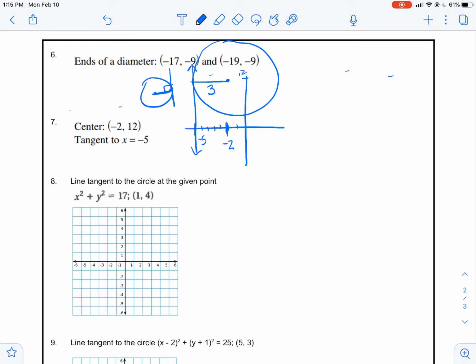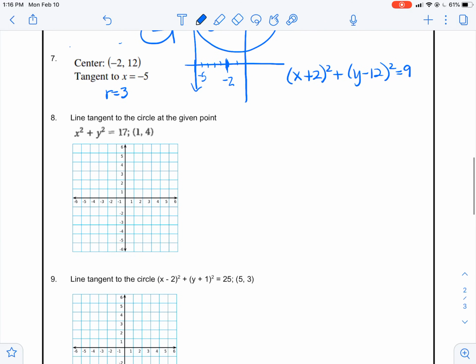So sometimes on doing these equations with tangent to, you might need to sketch a picture to see what's going on. But basically, it is from your center to your tangent line. So my radius is 3. I'm not going to need to do any other work. So my equation is x plus 2 squared plus y minus 12 squared equals radius squared, which we said our radius was 3, so that's 9.